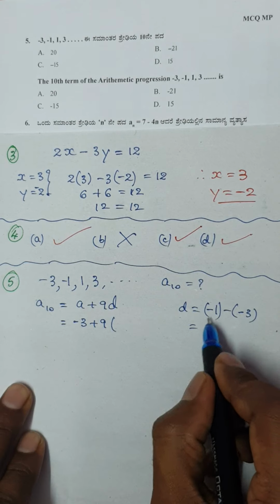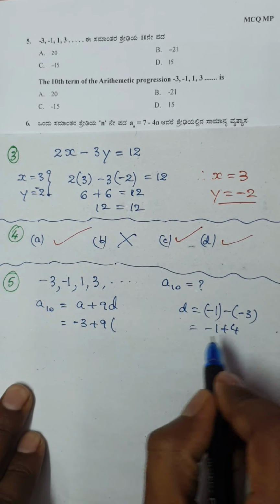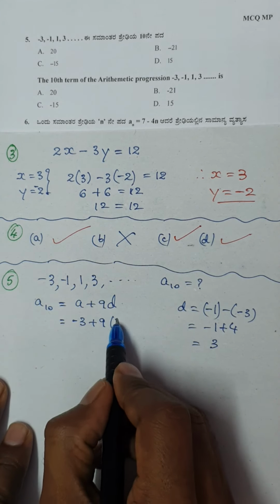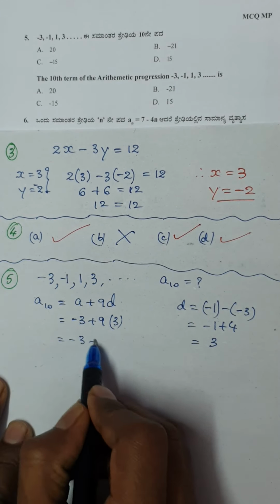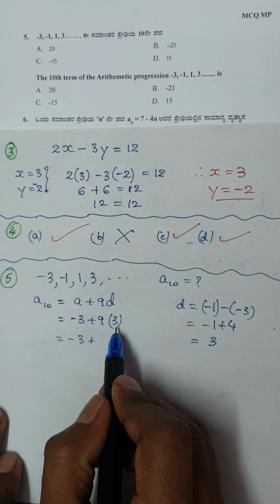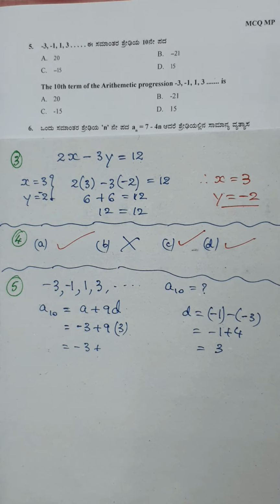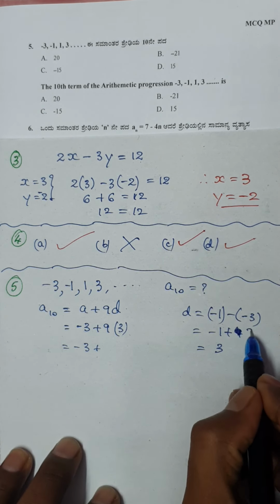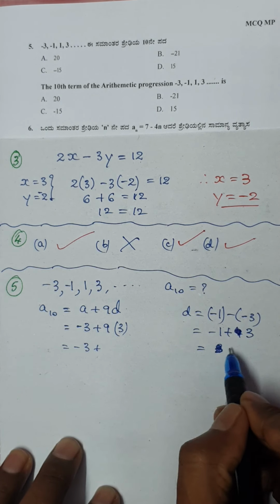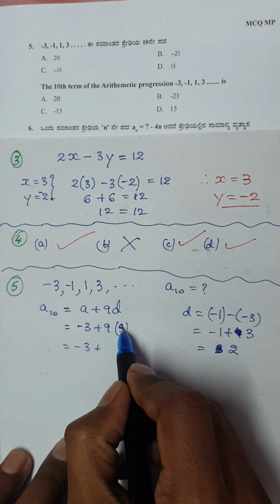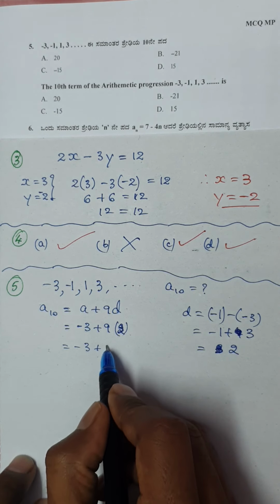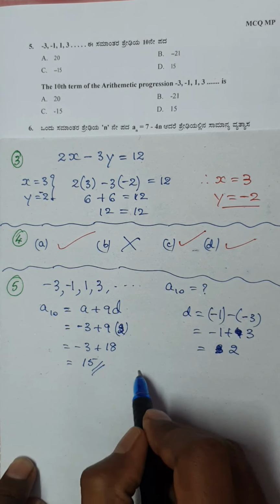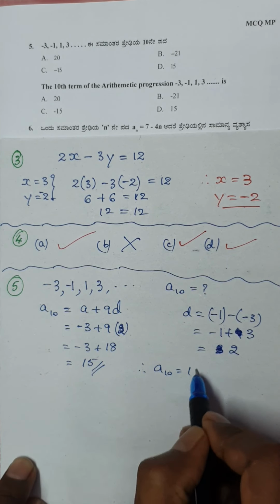Succeeding minus preceding. So that is minus 1 minus of minus 3, which is plus 3. Okay, put the value of D here. Sorry students, this is not 4, excuse me, this is 3. So minus 3 plus 9 into... minus 1 minus of minus 3 is plus 3, so 3 minus 1 will give me 2. If I substitute 2 here, you will get 9 2s, that is 18. So this is 18 minus 3, which is 15. Therefore A10 is 15.